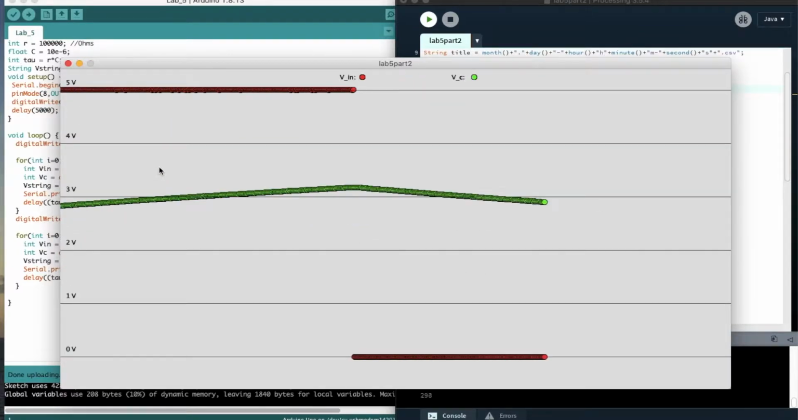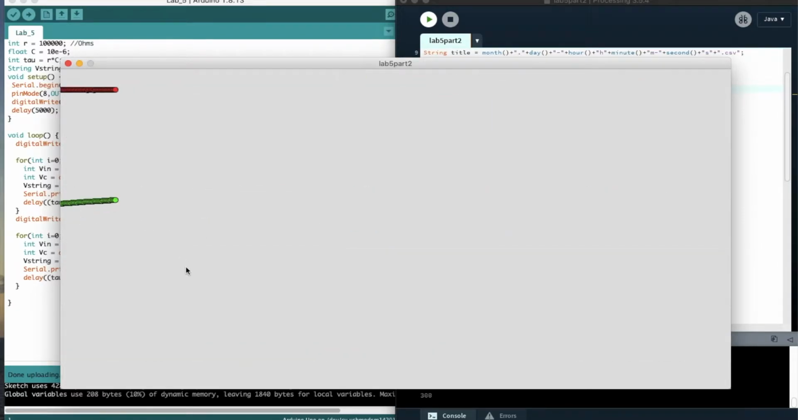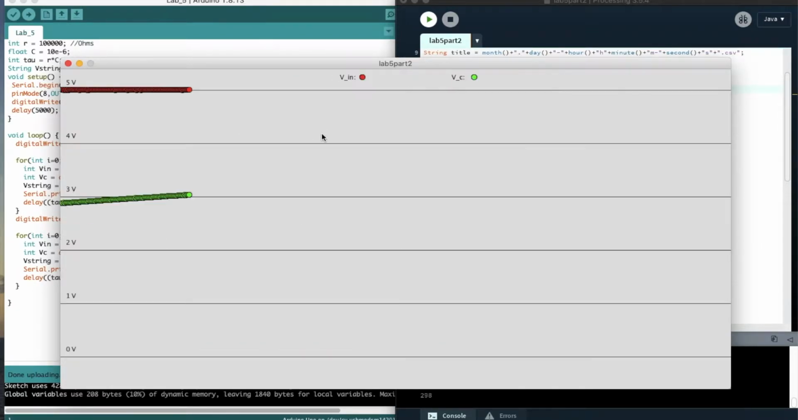For the 100K ohm resistor, we can see that the input voltage from the capacitor is staying within this 3.25 to about 2.5 volt range. This is because the time constant is short enough to not allow the capacitor to fully or more fully charge and discharge.